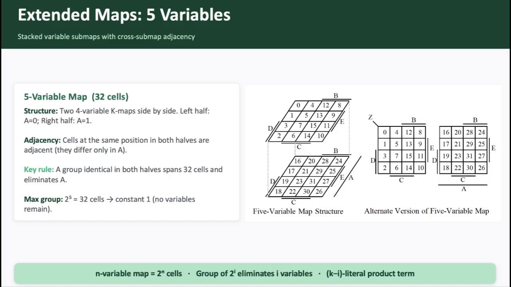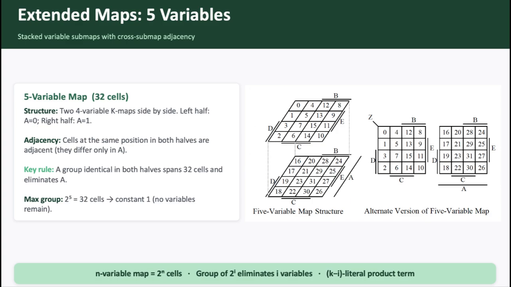A group that appears identically in both halves of the 5-variable map, same shape, same position, spans 2 times the size of that shape. So a valid 4-cell rectangle that appears in both halves yields an 8-cell group, eliminating 3 variables, with variable A also absorbed. The maximum group is 32 cells, all of both halves, giving the constant function Z equals 1.